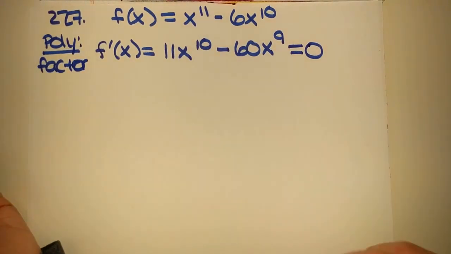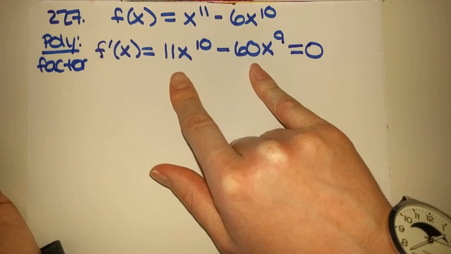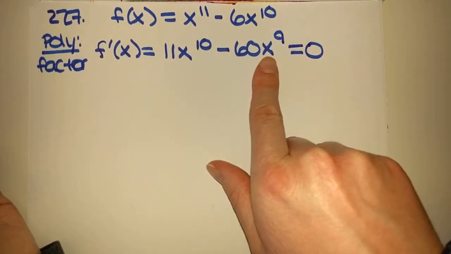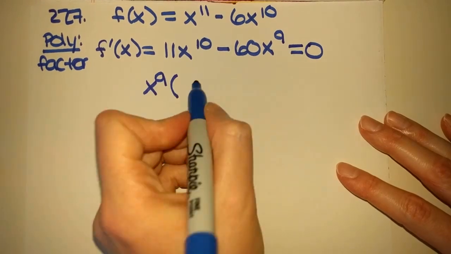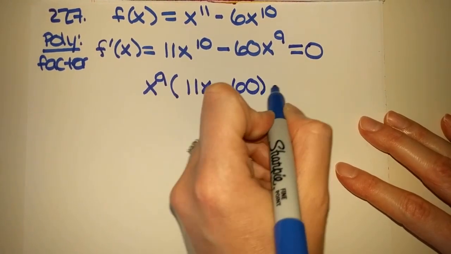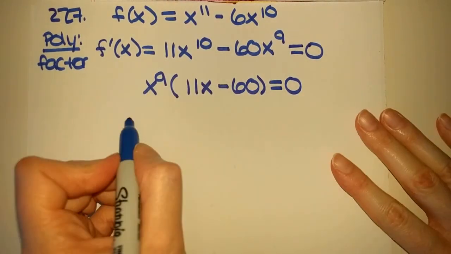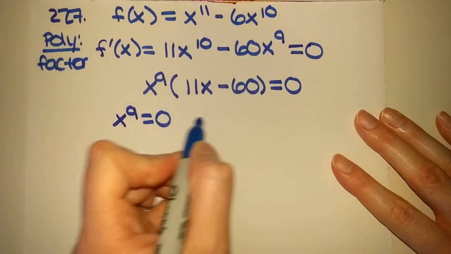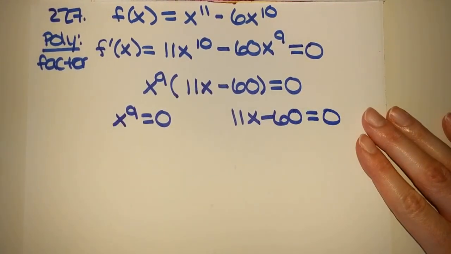So the GCF here, 11 and 60 do not have anything in common, but the x to the 10th, x to the 9th, you would choose the smaller exponent of x to the 9th, leaving you with 11x minus 60. And then you set that equal to 0. So now that it's factored, we're going to set the x to the 9th equal to 0 and the 11x minus 60 factor equal to 0.